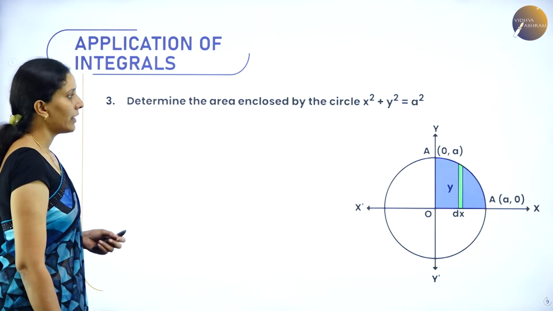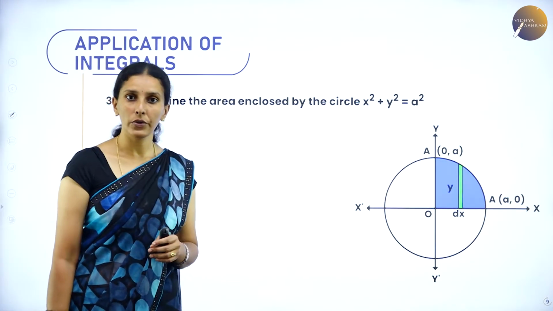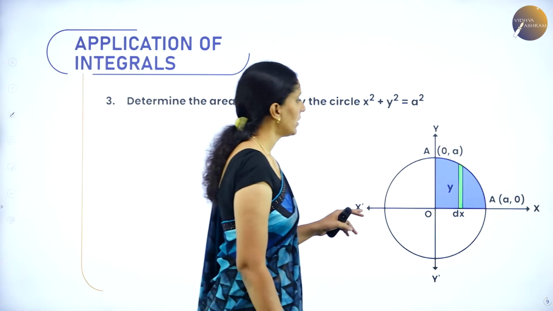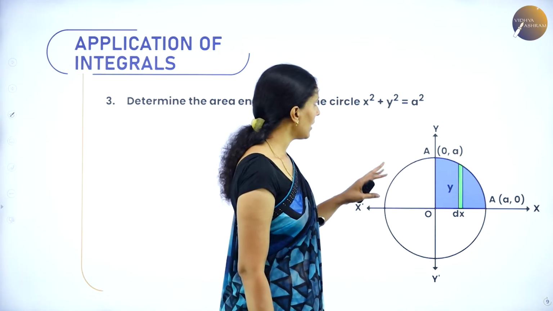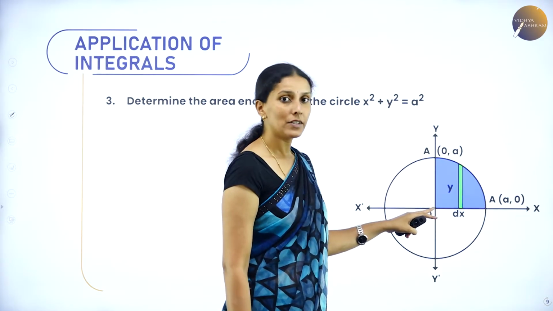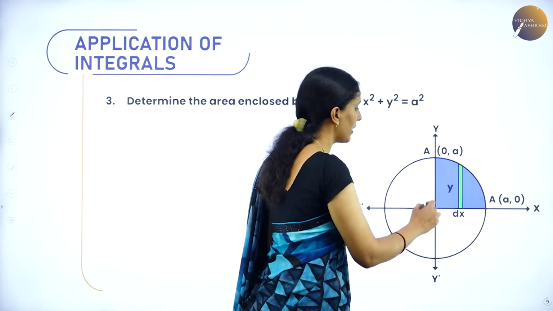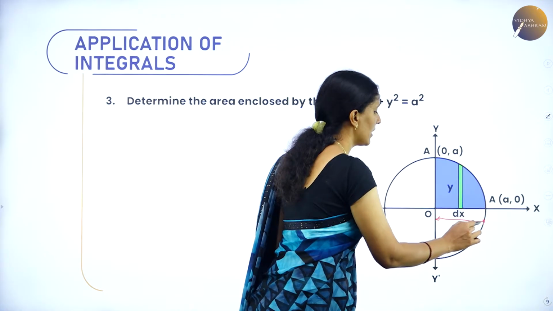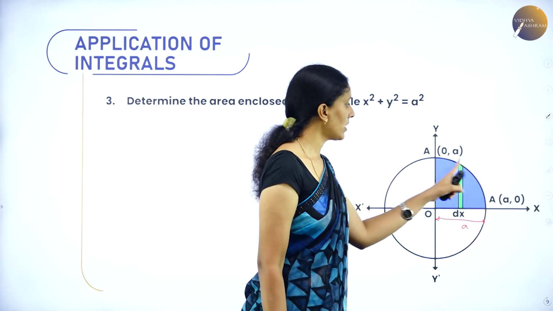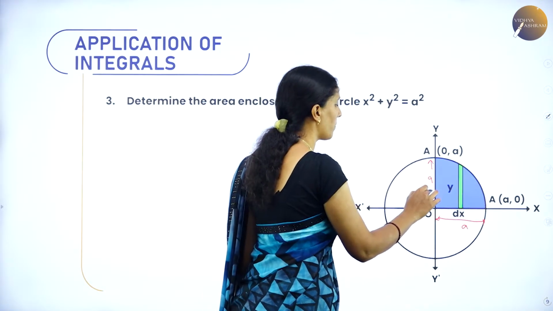Next, determine the area enclosed by the circle x square plus y square is equal to a square. So, here we have a circle. We need to find out the required area. Clearly, you can see x square plus y square is the circle whose center is origin, and a square represents the radius, thus a represents the radius. So this distance is a. So therefore here we have kept the point as a comma 0, and here it is 0 comma a, whose distance is a here also.